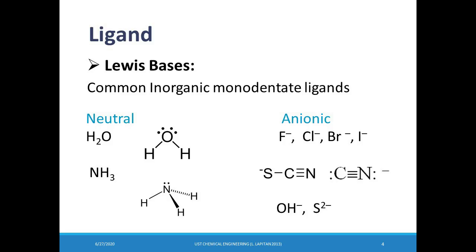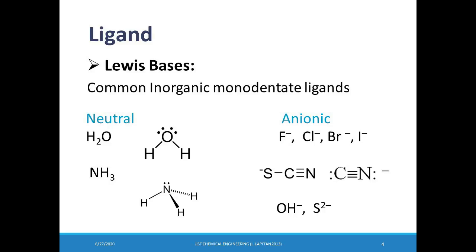Now let us look at these ligands. Remember that ligands must contain a lone pair of electrons that can be donated to the central ion. These electron pair donors are called Lewis bases. Ligands can be classified as neutral ligands, meaning they do not have a net charge. Examples are water, ammonia, and amines. Ligands can also have a net negative charge. Examples are shown in this slide.